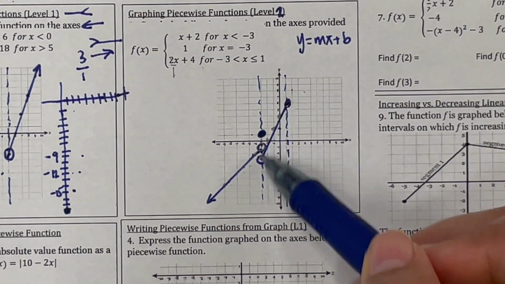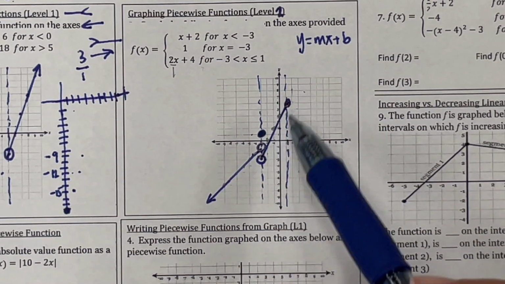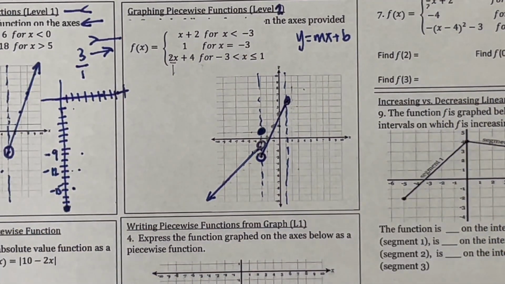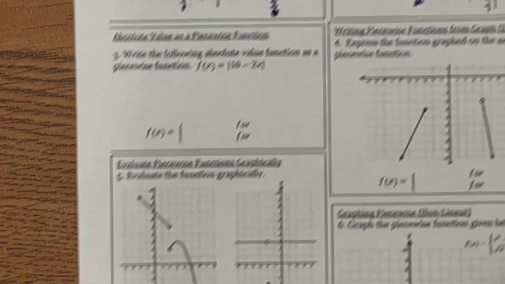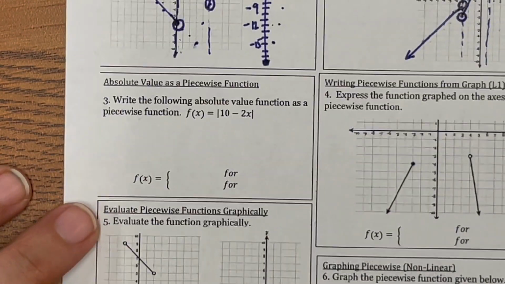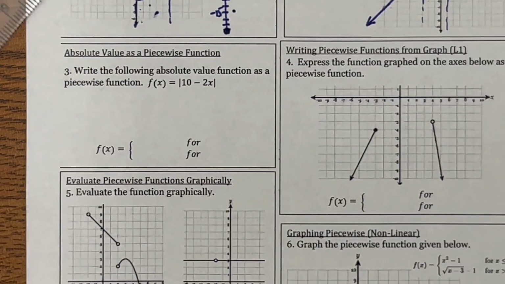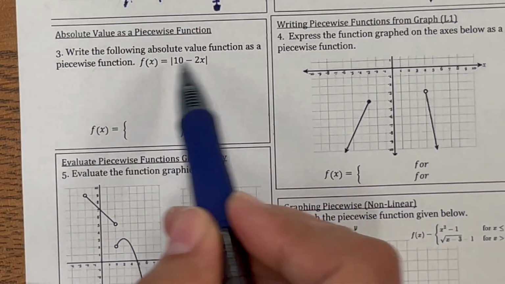All right, so just be careful with your open and closed and make sure that your domain restrictions, you don't pass those. All right, so looking at another question. So let's talk about absolute value and piecewise functions.